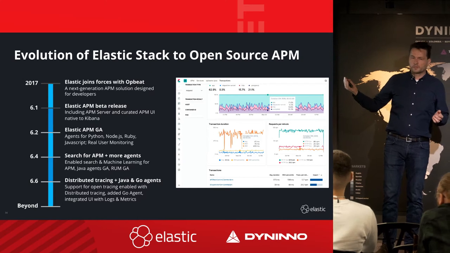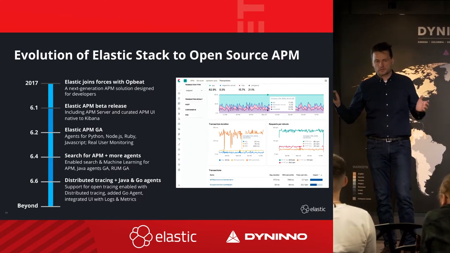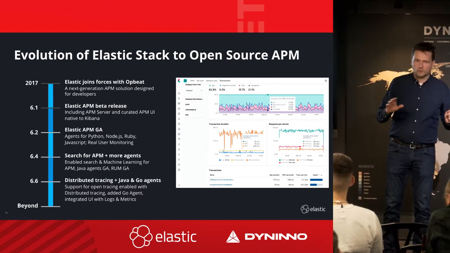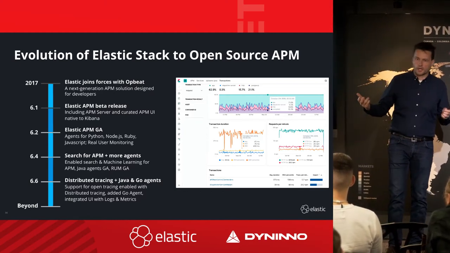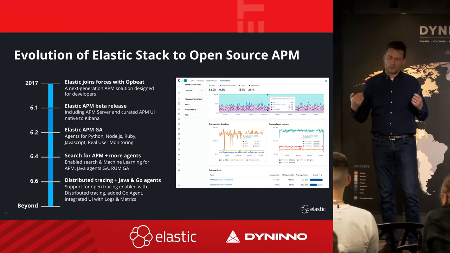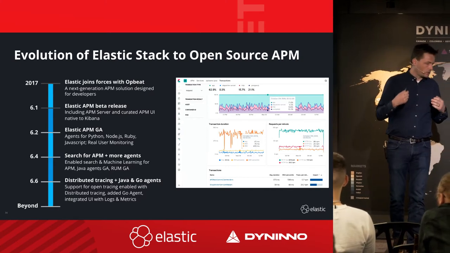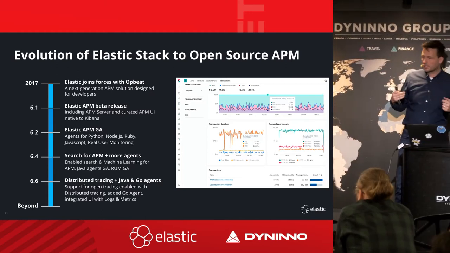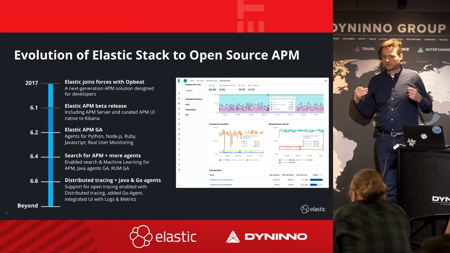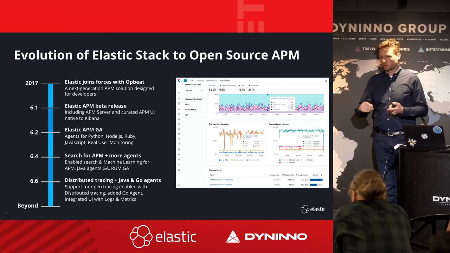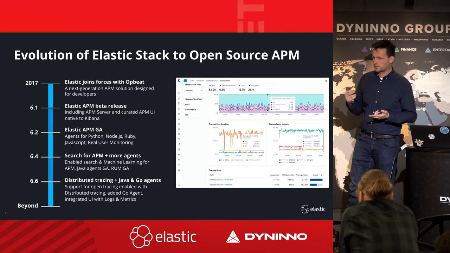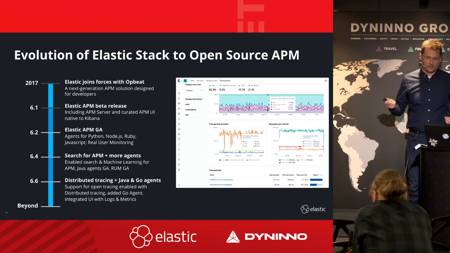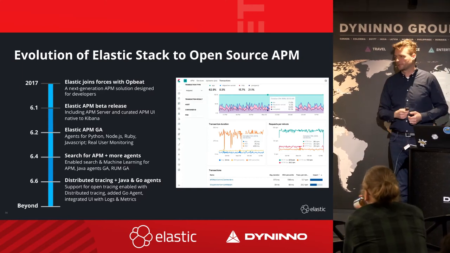So APM, is there someone here who's not aware of what APM is? Application performance monitoring: looking at how your application performs in the construct of Elastic. We see APM as usually auto-instrumented. So we auto-instrument HTTP communication, we auto-instrument any database access, depending on which agent you're using, but generally speaking.